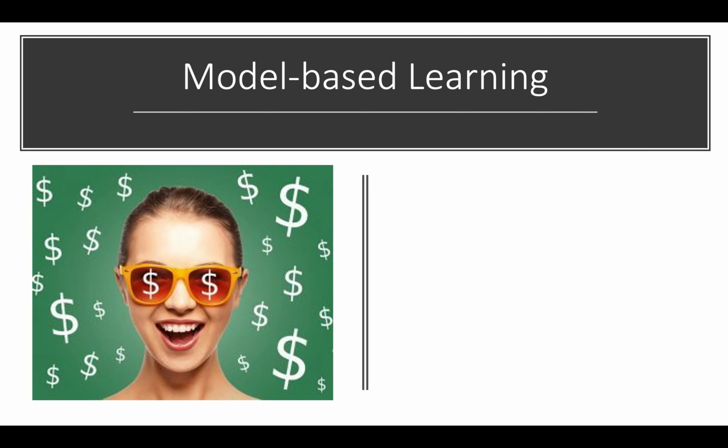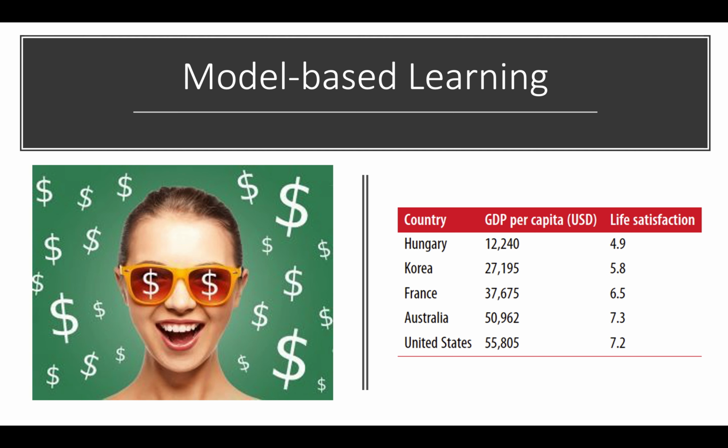I can give you an example here. Suppose you want to know if money makes people happy. So you download the Better Life Index data, as well as the stats about GDP per capita. And then we join them in a table as you see here.